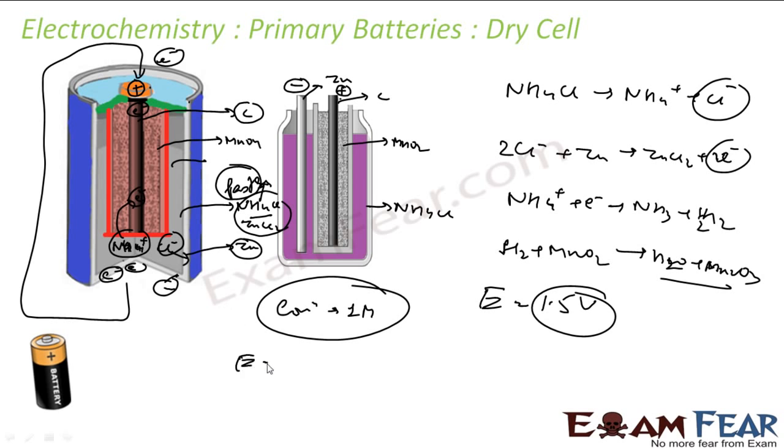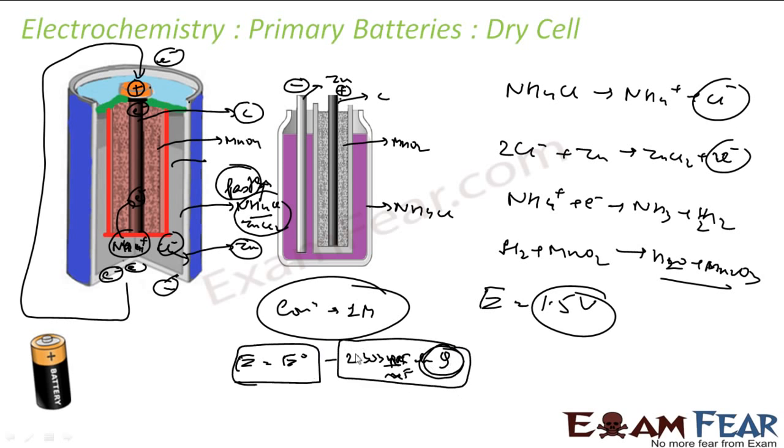E is equal to E naught minus 2.303 RT by nF log of Q. So this will also become 1, and this whole thing will become 0. So the voltage will not drop, because Q is nothing but the concentration of product by reactant. Since this is in paste form, the concentration is almost 1. So the voltage will not drop for this kind of cell. It is almost always 1.5 volt.